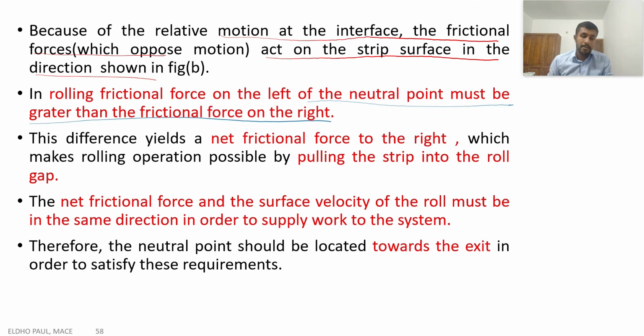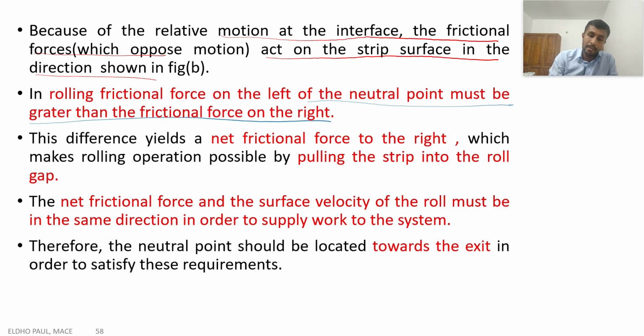So this friction force is in the opposite direction on each side, but its value is not constant. The friction forces towards the neutral point from the left and from the right are not the same. In all rolling processes, the friction force on the left of the neutral point must be greater than the friction force on the right. Then the resultant friction force will be in this direction, which helps the movement of the workpiece through the rolling gap. So the net friction force will be in the right direction, which makes the rolling operation possible by pulling the strip into the rolling gap.